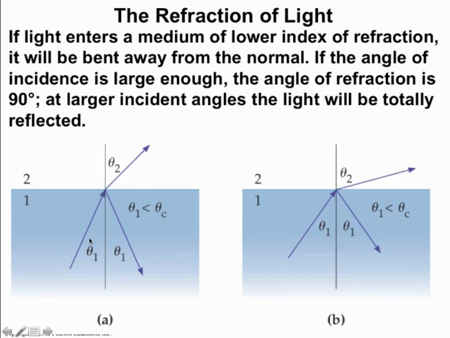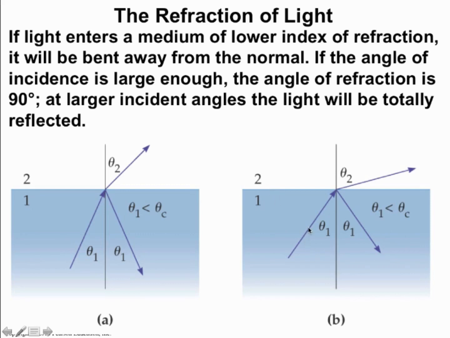Since the light originates in the water and then comes out, it's now entering a faster medium, and so it will naturally bend away from the normal rather than towards, as it would if it were a slower medium. Theta 1 is the angle of incidence, and theta 1 is also the angle of reflection. Theta 2 is the angle of refraction. And all this theta 1 less than theta c means is that it's less than the critical angle. We're going to see in a minute what the critical angle is.